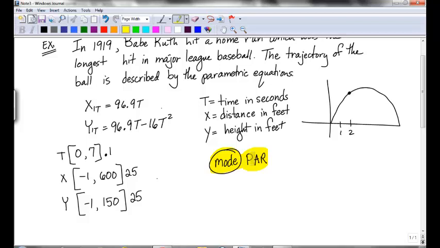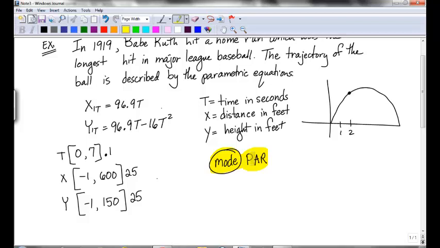You'll notice your y equals has changed. Parametric equations will always come in pairs. You have to write down 2 of them. So they're giving us the 2 equations for this example. For x sub 1 of t, it's 96.9t. Go down to y sub 1 of t, it's 96.9t.